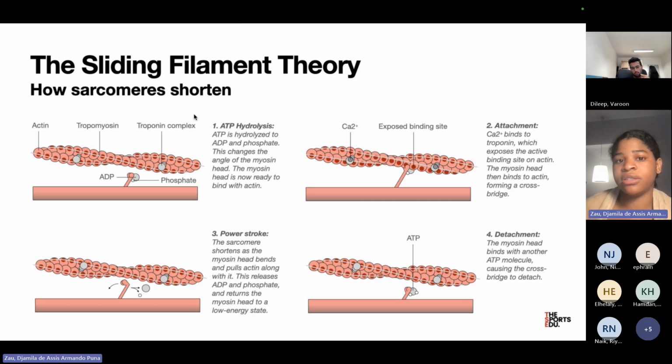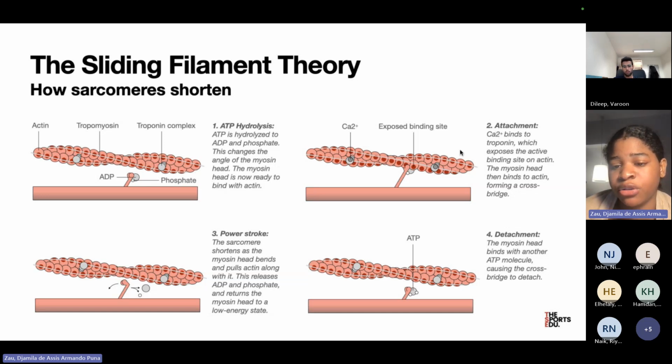So again, it's really similar when we talk about how the contraction works. We have the sliding filament theory. Basically, the sarcomeres are going to shorten, and that's what's going to cause the contraction. We start with the first step, which is ATP hydrolysis. The ATP is going to be hydrolyzed, and this is going to change the angle of the myosin head. And the myosin head is going to be ready to bind to the actin.